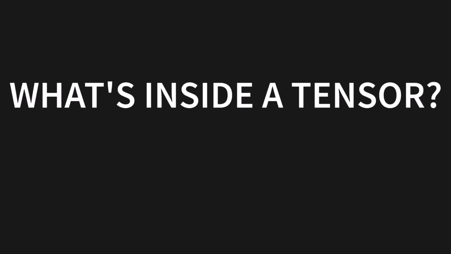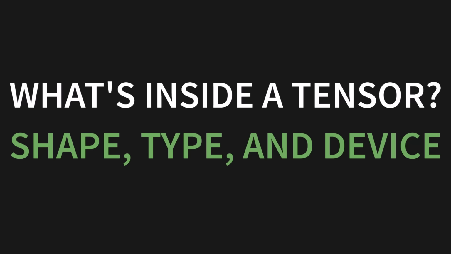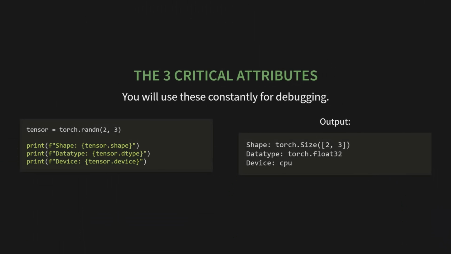Okay, so we know how to make tensors, but what's actually inside a tensor? This brings us to shape, type, and device. Every tensor has 3 critical attributes. You will use these constantly for debugging. Let's create a tensor called, well, tensor, using torch.randn with a shape of 2 rows and 3 columns. Now let's print its shape, its data type, and its device.